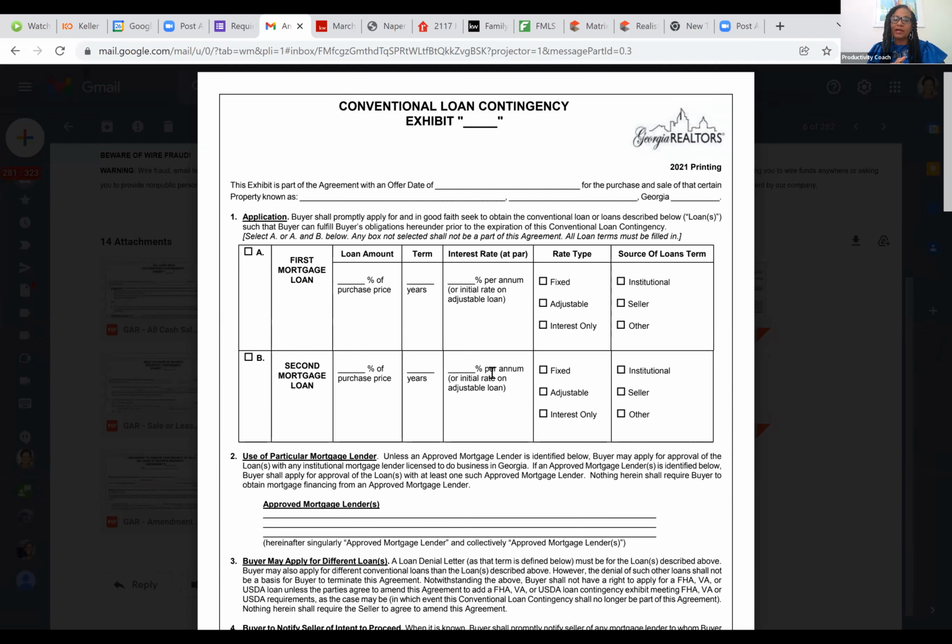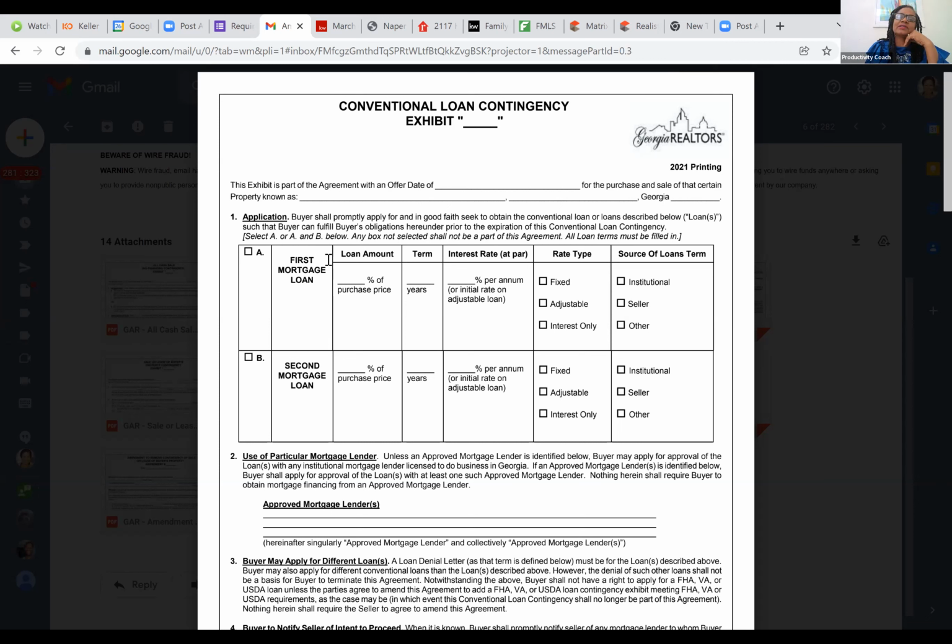All right. So it says the buyer shall promptly apply for and in good faith seek to obtain the conventional loan or loans described below. So I am assuming that everybody on this call is getting their buyers pre-approved or, in this market, completely underwritten. So this is just a reminder, right? It's not something we're waiting to do to see if the buyer gets accepted or wins the offer, right? We're doing this ahead of time, and that is a yes. So I'm not going to ask a question regarding that.